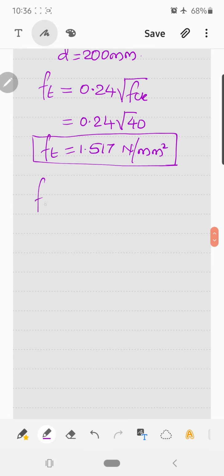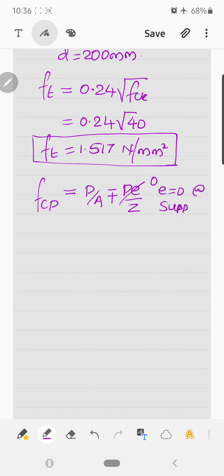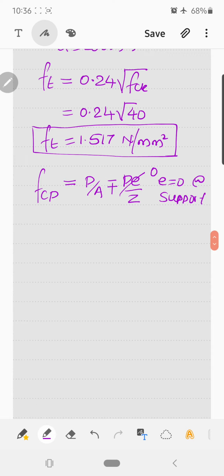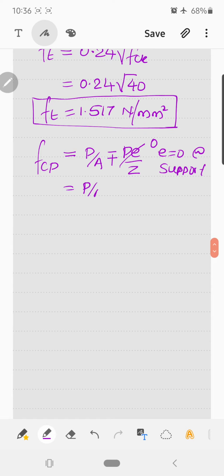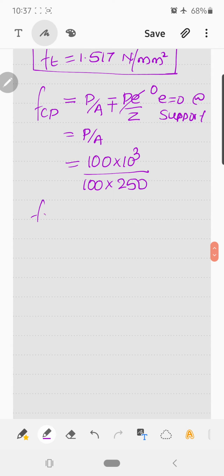FCP, the compressive pre-stress, is not mentioned. So FCP is P by A minus or plus P by Z. Now this e is 0 at support. We are designing it at the support section. So therefore FCP is directly P by A. P, the pre-stressing force, is 100 kilonewton, 100 into 10 to the power of 3 divided by area of cross section 100 by 250. So FCP value is 4 Newton per mm square.